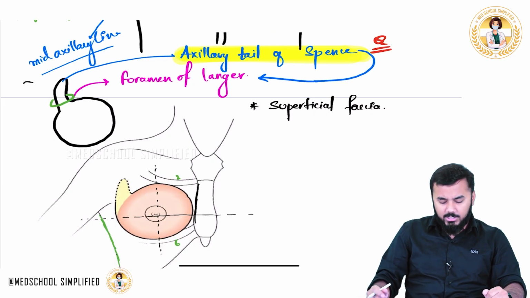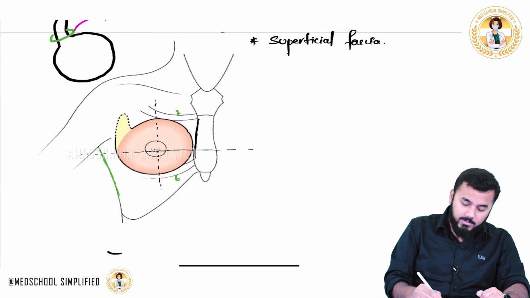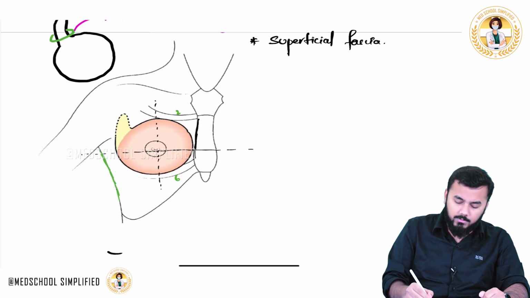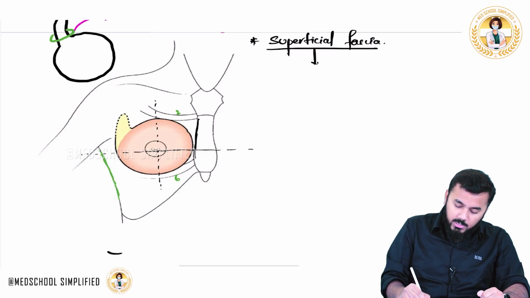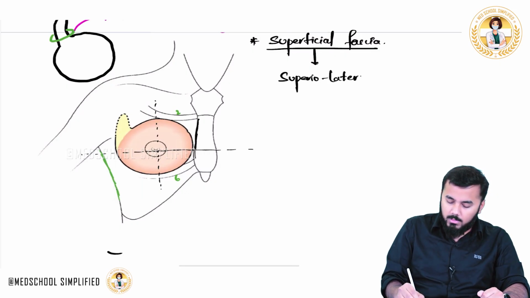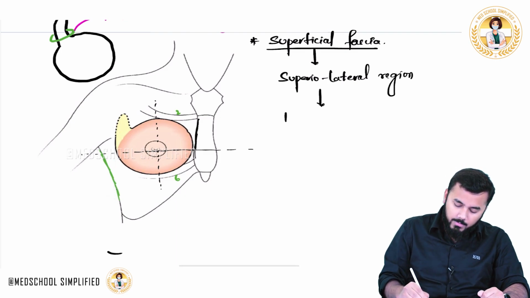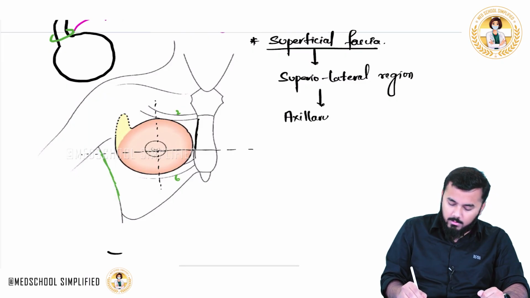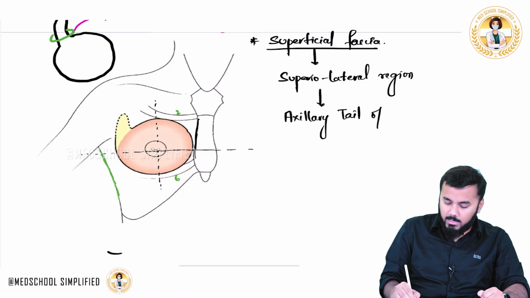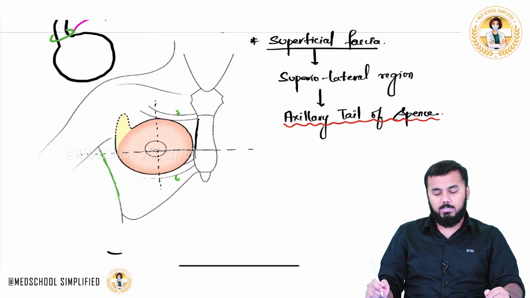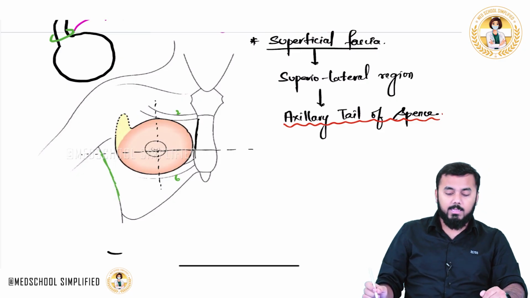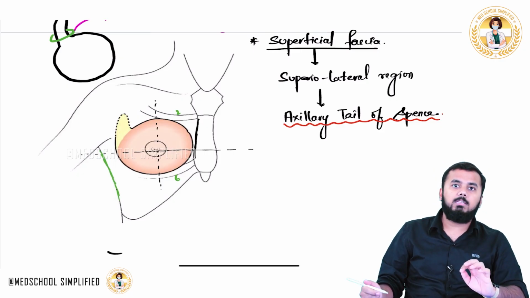Okay. Now why is this region very important? Why is this superior lateral surface very important? So let me write all those things here. Superficial fascia in the superior lateral region is going to form what? It is going to form the axillary tail, the axillary tail of Spence. Now this is the region where there is a high percentage of breast cancers.